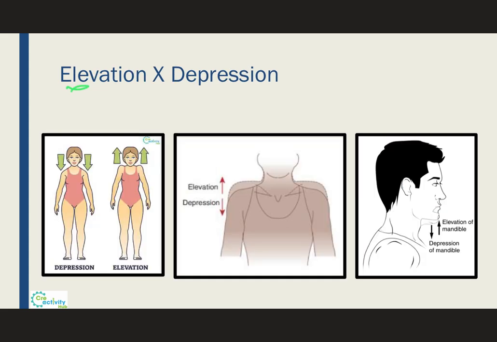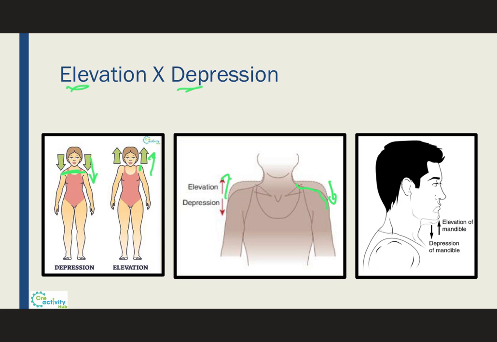Here we have elevation and depression, which describe the movements that occur in an upward or downward direction, especially in the shoulder and the mandible. So elevation of the shoulder will refer to lifting the shoulder upward, as in shrugging your shoulders or raising them toward your ears. Depression of the shoulder is going to be the opposite movement, where the shoulder is going to move downward, therefore lowering the shoulders away from the ears.